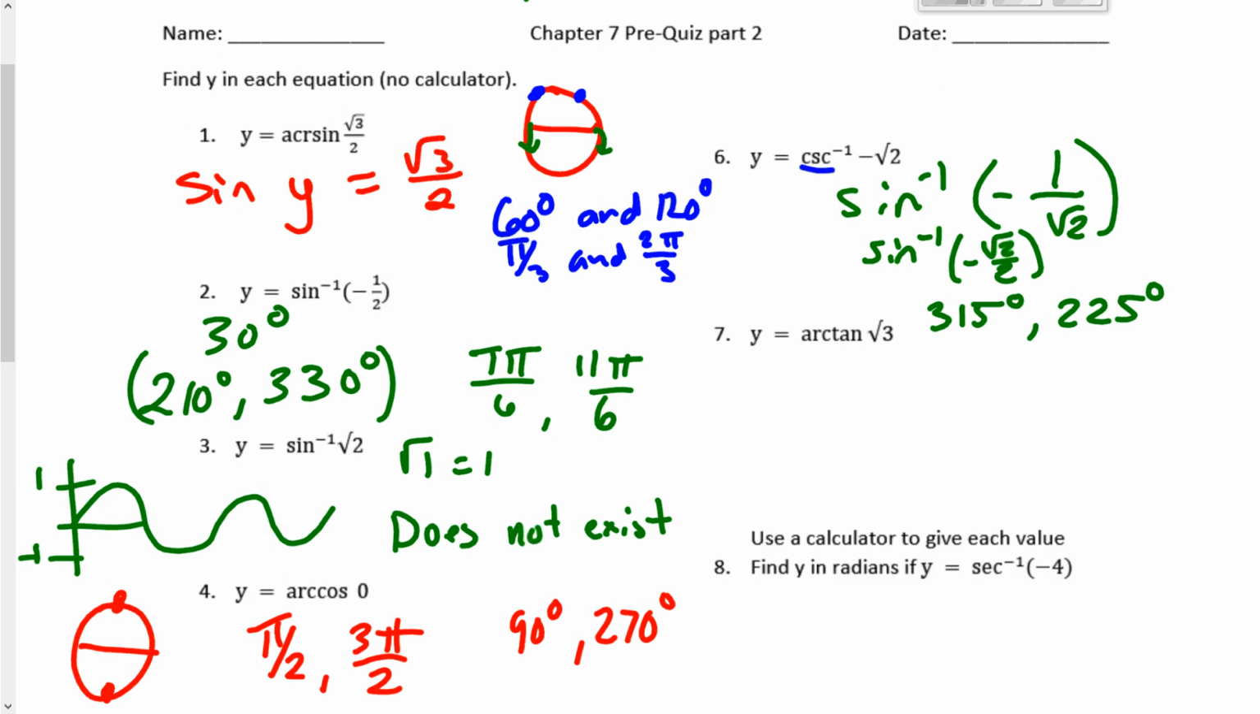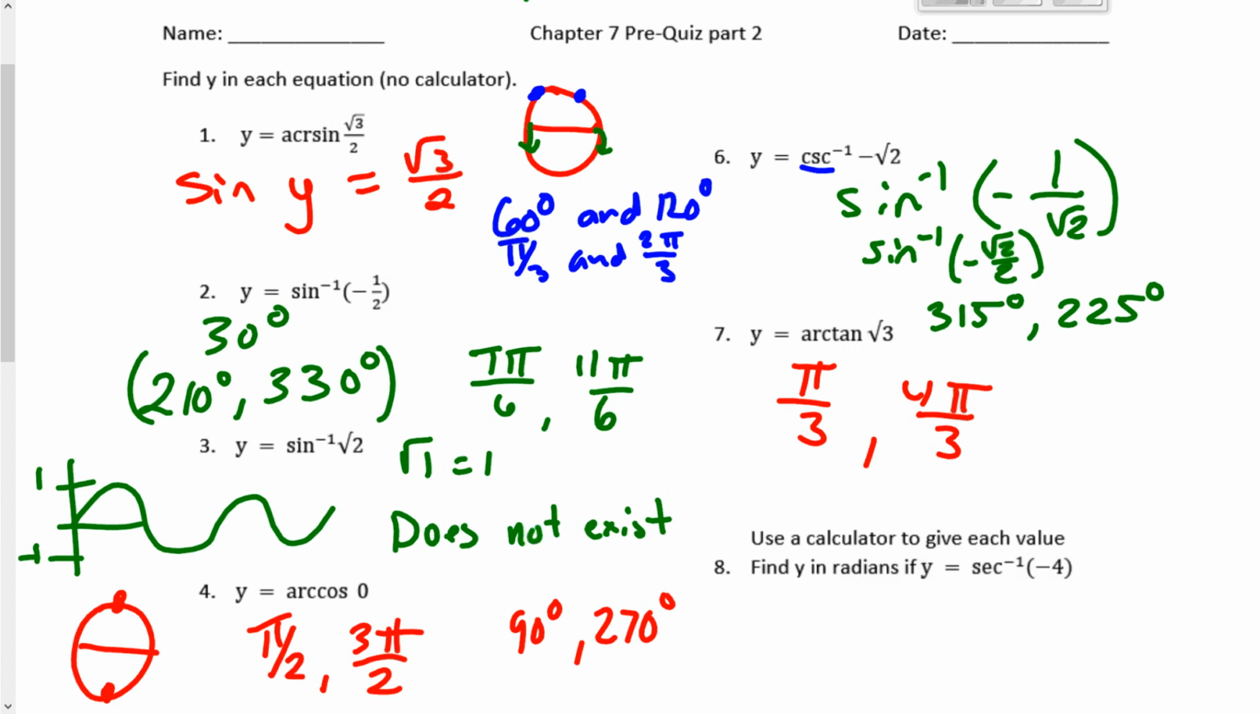Okay, and then tangent, where's tangent root 3? Well, I can get a root 3 by having pi thirds and it's positive, so pi thirds, and then also in the third quadrant, tangent's also positive, so that would be pi thirds and 4 pi thirds. So when I'm dividing by 3, that means tangent's going to be root 3.